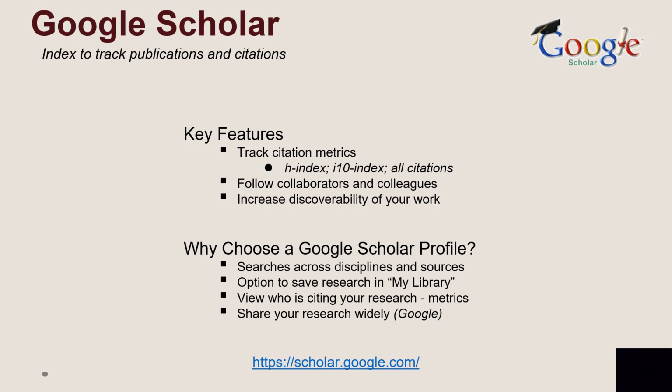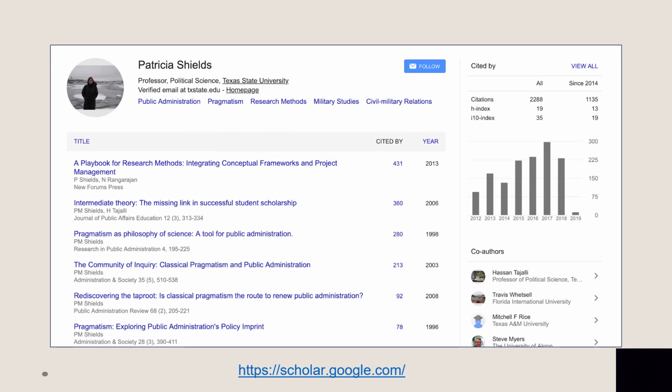It gives you the option to save your research in My Library. You can also view who is citing your research. And because it's Google, your research is shared widely. Here's an example of a faculty profile in Google Scholar Citations. So all of the research is listed. One column shows the cited by. It also has her research interests and her H-index score.